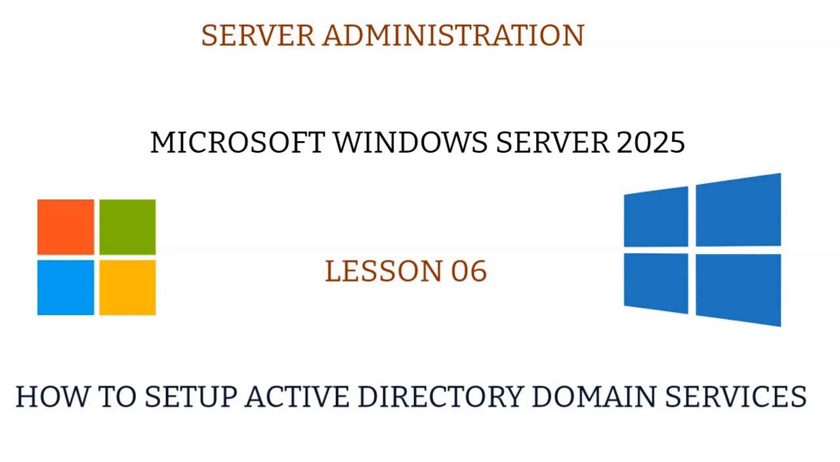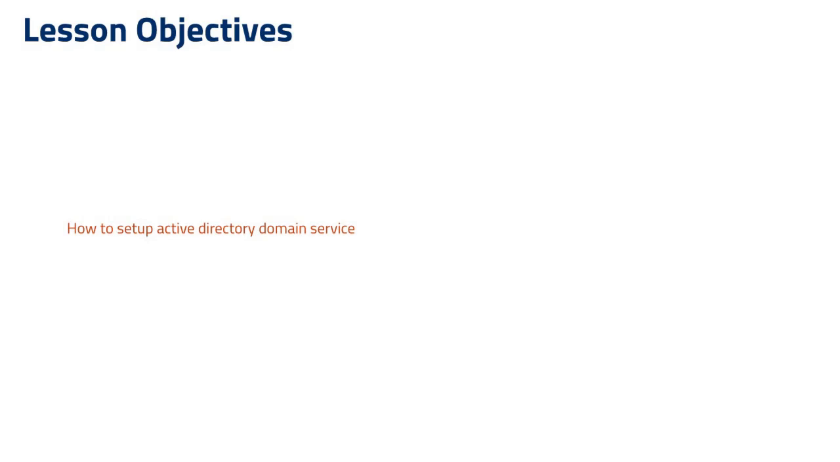To set up Active Directory Domain Services on Windows Server 2025, you will need to install the Active Directory Domain Services role and then promote the server to a domain controller. In this lesson, I will show you how you can set up Active Directory Domain Services. Before that, I will explain the domain controller and its key functions.